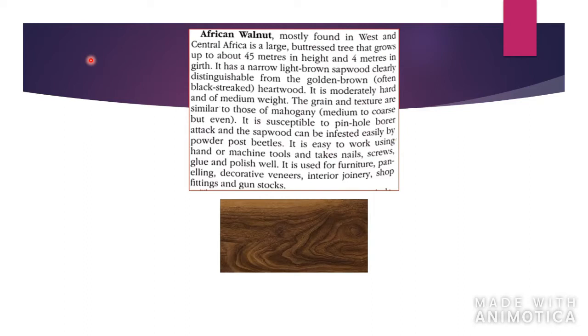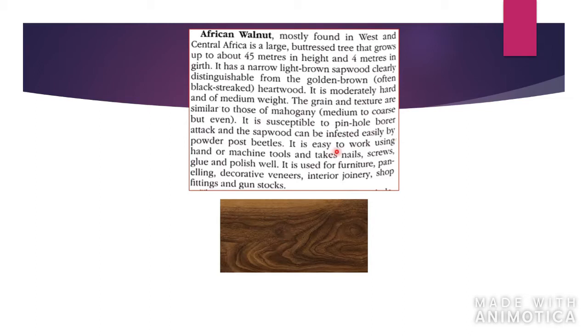and this is found in West and Central Africa, and it grows up to 45 meters. The grain texture is a bit different from the others, as you can see, and it is often black streaked with brown in between. It looks like you're pouring a drink or coffee or something, and gives you these types of shapes. So if you want variety in your wood and not just long streaks, you want to look at the African walnut.